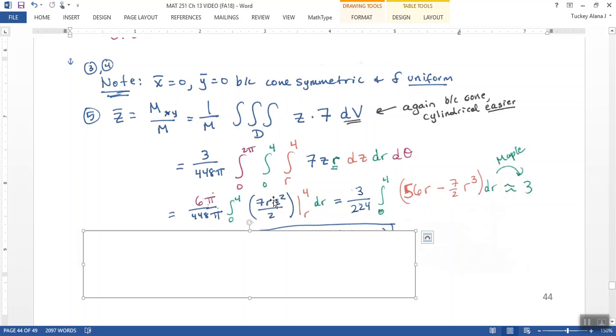And then I'm sticking in 4 and r for z. So it becomes 7 times 4 squared, which is 7 times 16, divided by 2, so it's 7 times 8, which is 56. Sorry, I had to think about that. So 56r minus 7 halves r cubed, because there's nothing to cancel on that back one. Again, 7 times 16 is 112. 112 divided by 2 is 56. That's where that came from.